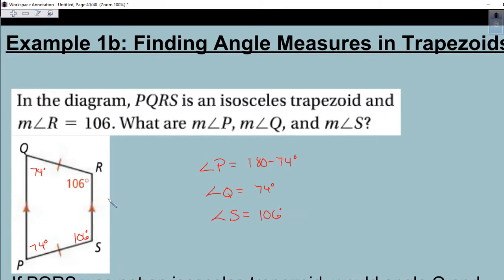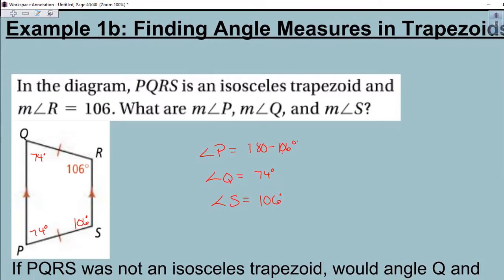All right, so if we look here, angle P is going to be supplementary with angle S. Since this is an isosceles trapezoid because of these two congruent marks, the two base angles here are the same, 106, and therefore these should be the same. So to find angle P, we subtract 180 minus 106, and that gives us 74. Now, angle S is going to be 106, and angle Q, which is also a base angle with angle P, is going to be 74.